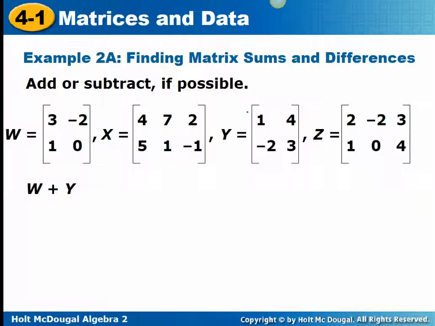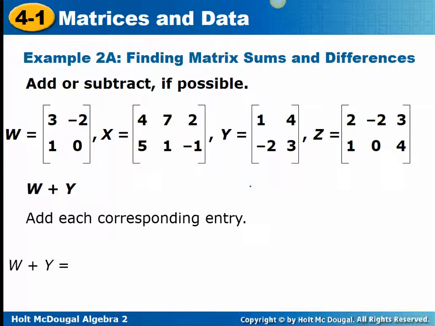So if we're going to add matrix W plus matrix Y, first we check if they have the same dimensions. Matrix W is a 2 by 2. Matrix Y is a 2 by 2. Same dimensions, so we can go ahead and add them.